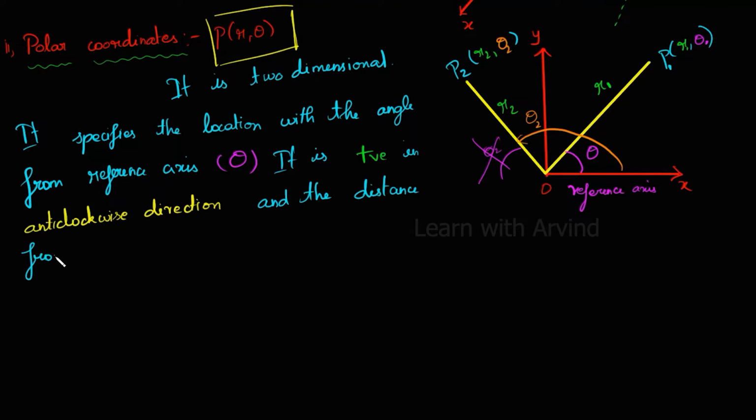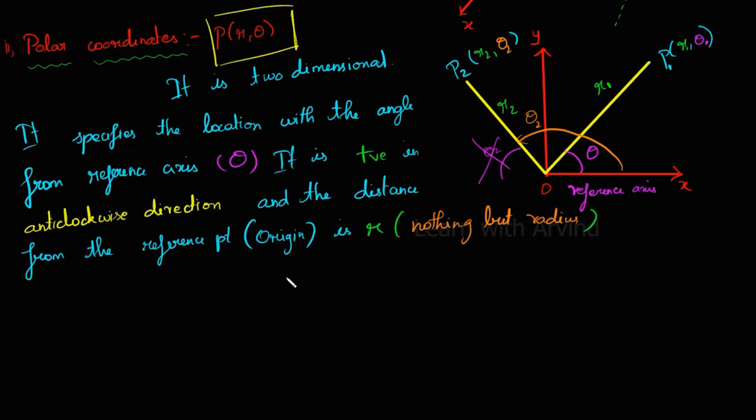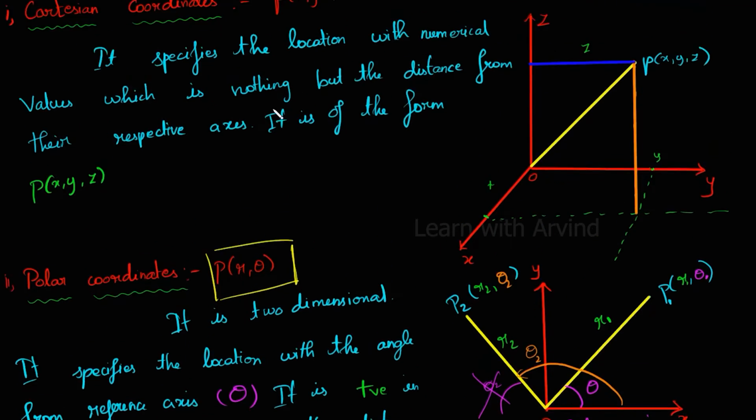The distance from the reference point is r. This r is nothing but the radius. If we extend this and go on a round trip, then you can see it's nothing but a circle. That's what polar coordinates are. You can see that this could be converted in terms of the Cartesian coordinate system. This P of r, theta can be converted into P of x, y.